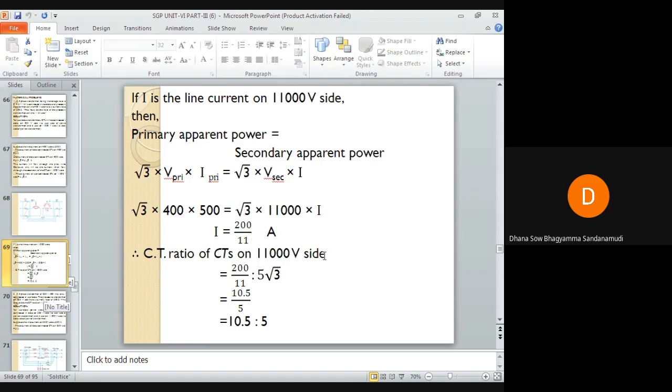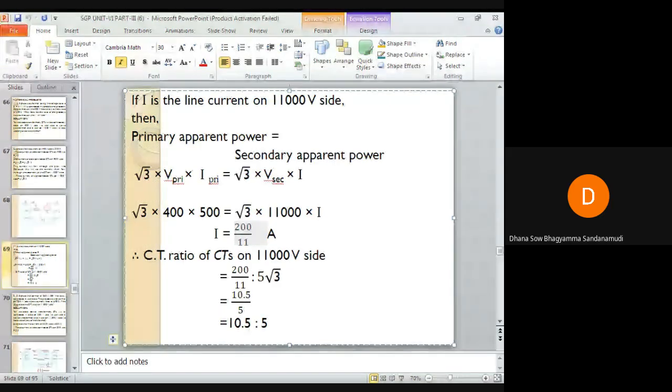So the CT ratio on the 11 kV side is what? This 200 by 11, that is 10.5 is to 5. Okay, it's not 10.5 maybe. You just solve it later on and you will get the value. So 200 by 11 is to 5 root 3. You just simplify it, you will get 10.5 is to 5. So the CT ratio on the 11 kV side will be 10.5 is to 5. Write it down. As soon as you complete, inform me.